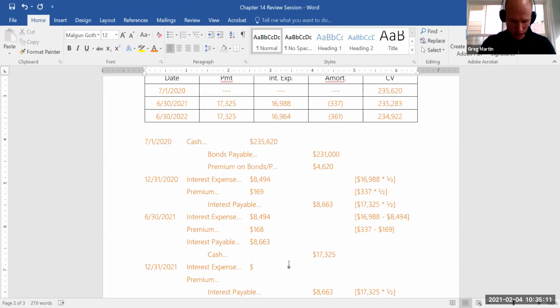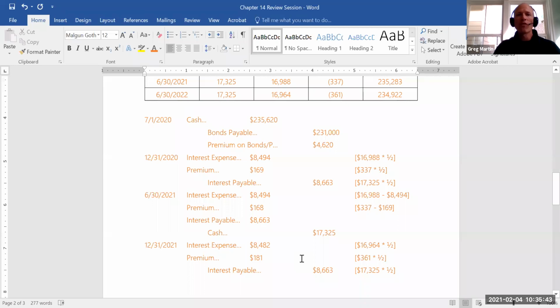And that half then would be $8,482. And again, that's the 16,964 times 1/2. Similarly, the amount of the premium amortization is going to be based on the next row. And so it's going to be 181, which is that $361 times 1/2. And of course, that would continue on.